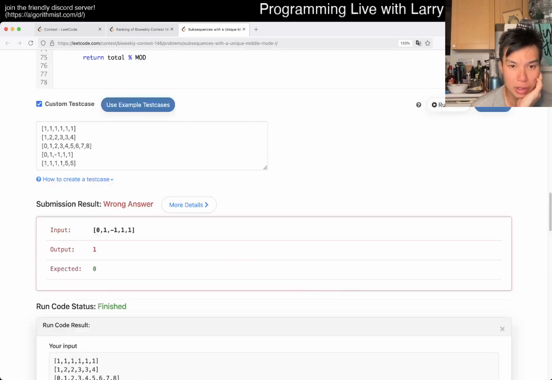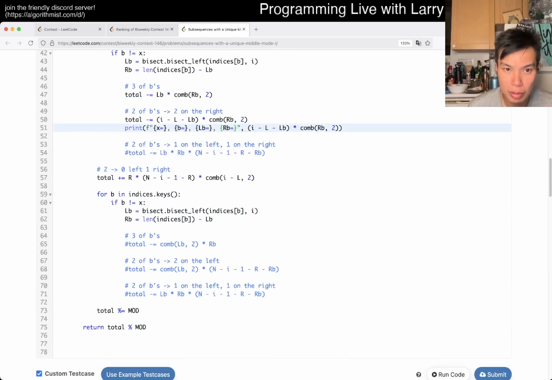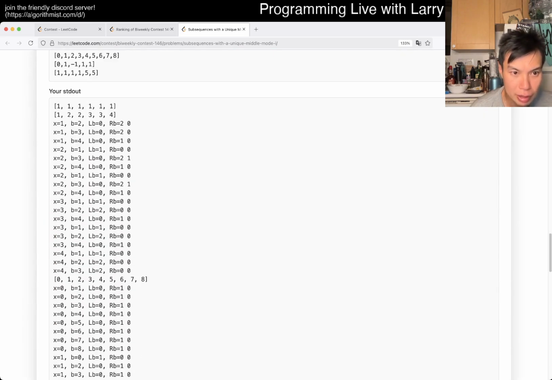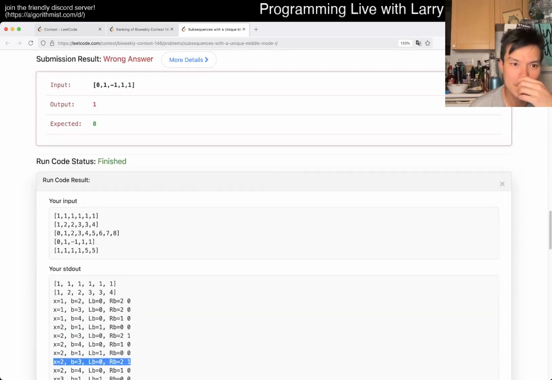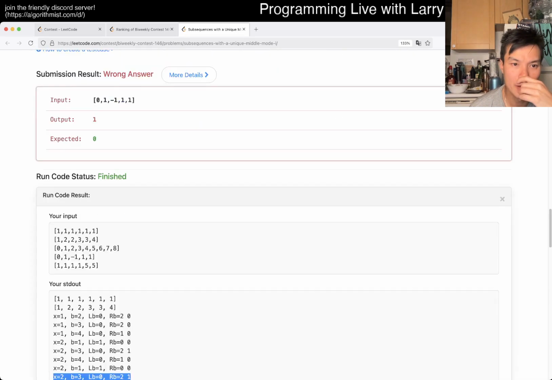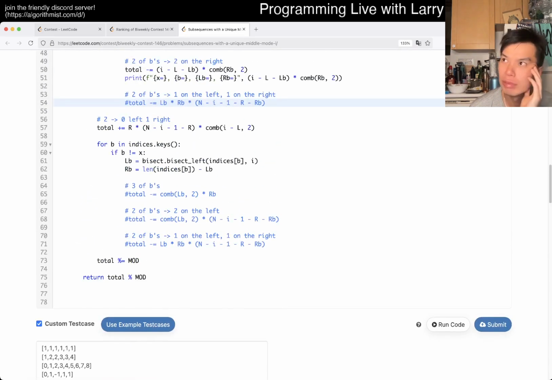Okay, so this is 1. So why is this thing not? Wait, so then why do we subtract twice? Okay, so we do this thing twice. Oh, we double.